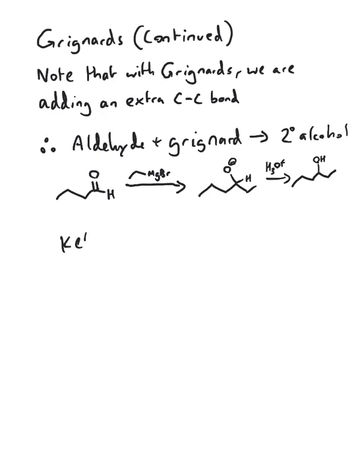Ketones also gain that extra carbon, so instead of making secondary alcohols, you now make a tertiary alcohol. This is important to keep in mind because when you look at a product and you're trying to figure out how to make it, knowing whether it's a primary, secondary, or tertiary alcohol will give you a guideline whether you can use Grignards, and if you are to use a Grignard, what reagents you need. Do you need an aldehyde or a ketone?